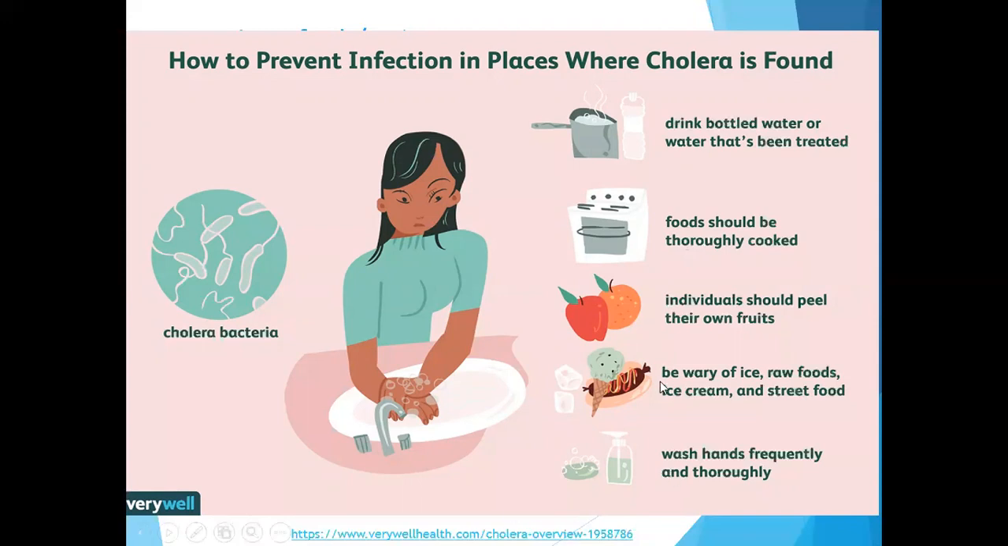Be wary of ice, because ice can be contaminated with bacteria. Raw fruits, ice cream, and street foods, all of these must be treated carefully, because they're cold, not hot, not boiled, so bacteria may be alive if contaminated. And of course, wash hands frequently and thoroughly.